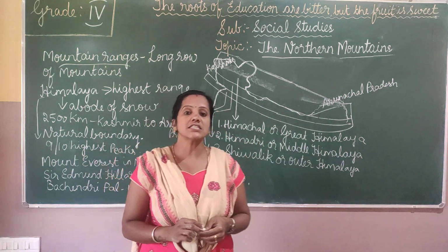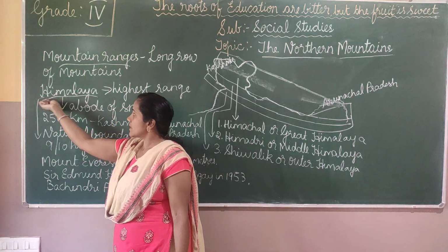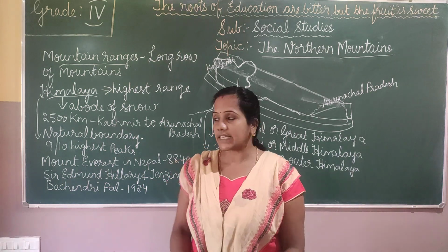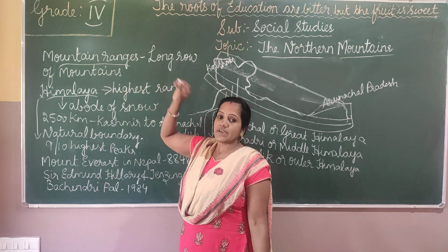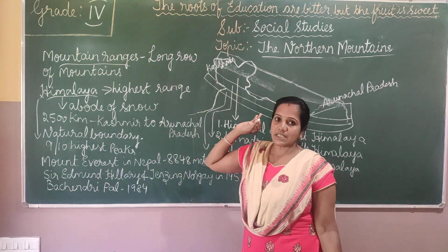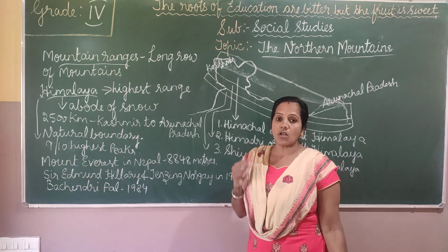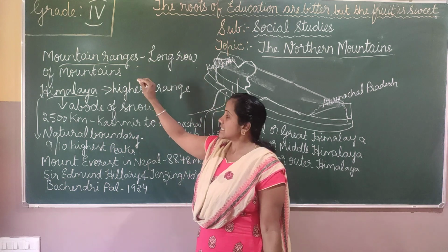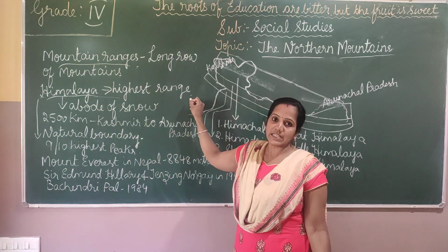So the highest mountain range is Himalaya. Okay, so Himalaya is the highest mountain range. Okay, so the long row of mountains, we have one after the other, a long row. Okay, many number of mountains are there. So a long row of mountains are called as mountain ranges, and Himalaya is the highest mountain range.